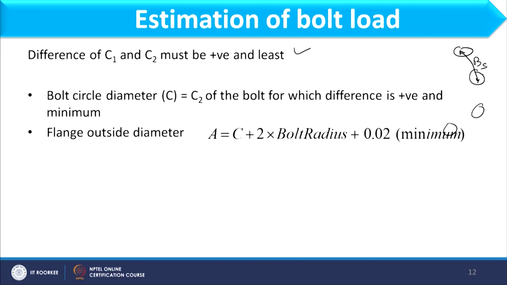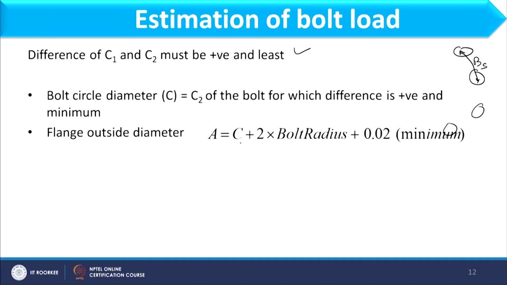Once I have the bolt circle diameter, we can find out the flange outside diameter, what is the extreme diameter of the flange, and that can be found as A is equal to C, that is the bolt circle diameter, plus 2 into bolt radius. Now, why is it so?